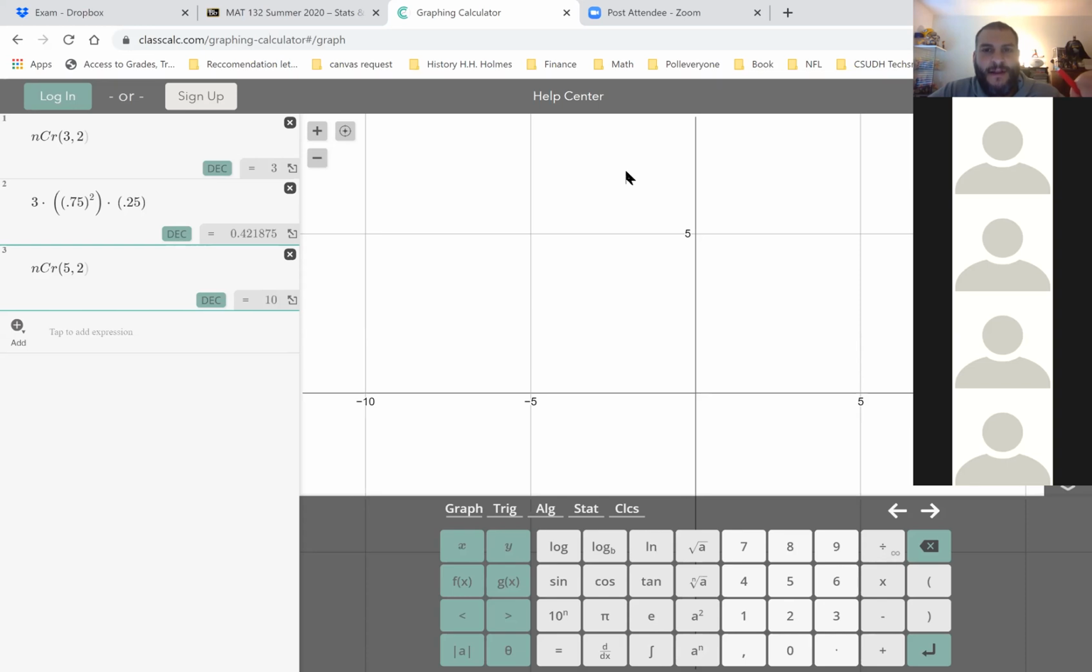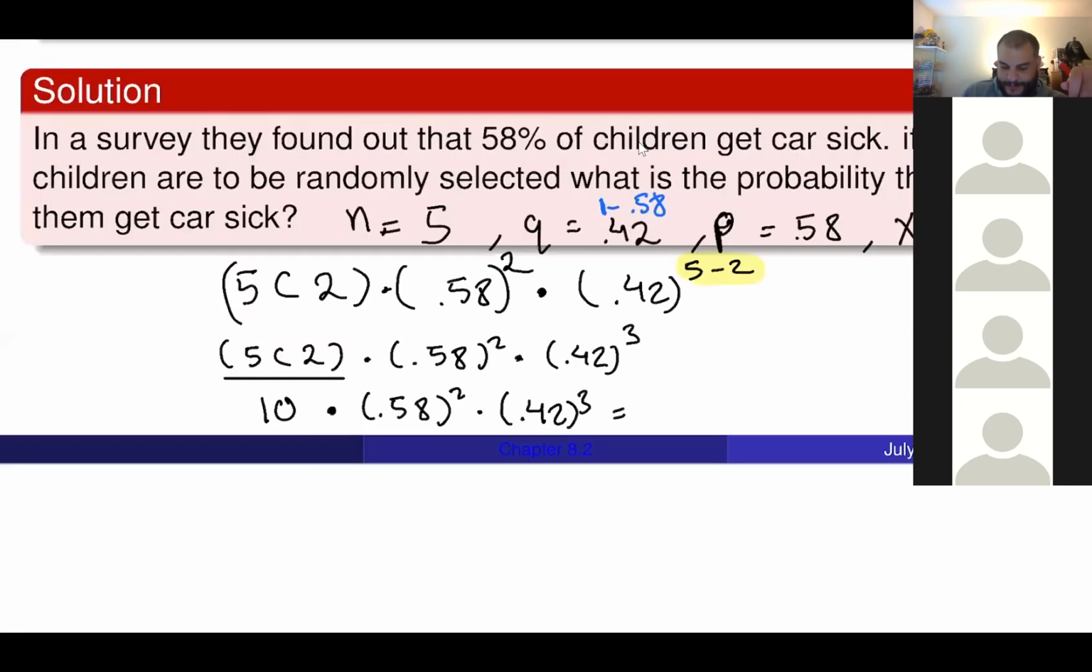All right, so I'm going to go back to my notes, so that way you can see essentially how I enter it. So you get 10 multiplied by 0.58 squared multiplied by 0.42 to the third power. Up next, you're just going to do that on ClassCalc. So I'm going to go back to ClassCalc just to finish this off.